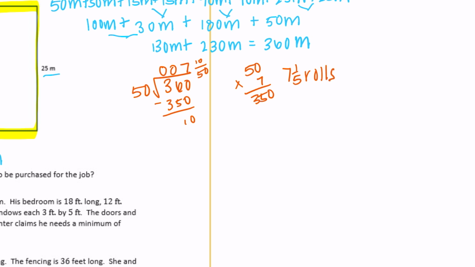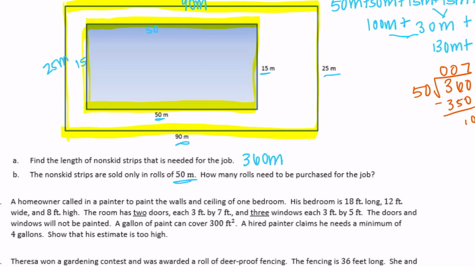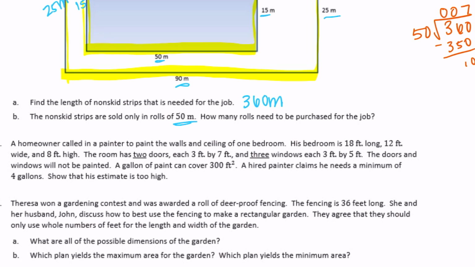But think about it, when you go to the store, you can't buy a fifth of a roll. You have to buy a whole other roll. So we're going to need 8 whole rolls to fill out the whole job. 8 rolls are needed.